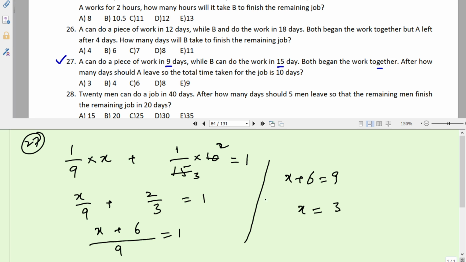B also worked for those 3 days, but B did the job for the whole span of time, 10 days. So for 3 days they worked together, and afterwards, B took 7 more days. But the question says how long A worked. So A worked for 3 days. Okay.